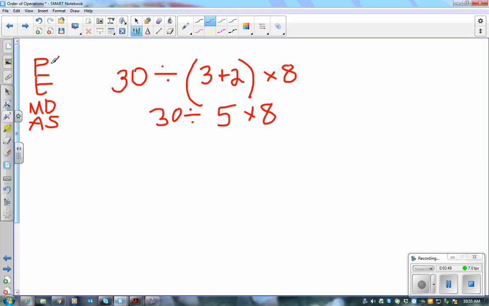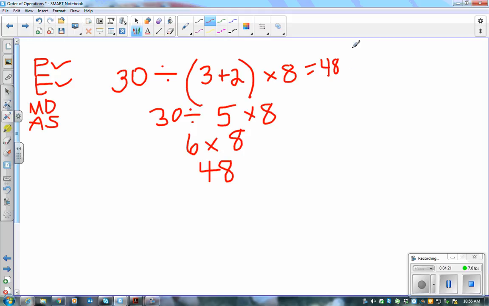Okay, I have no exponents. So then I multiply or divide from left to right. So if I start from left to right, division comes first, so I do that first. 30 divided by 5 is 6. And then I bring down what I haven't used. And now I multiply because I do any multiplication and division from left to right. 6 times 8 is 48. So my answer to this problem would be 48.